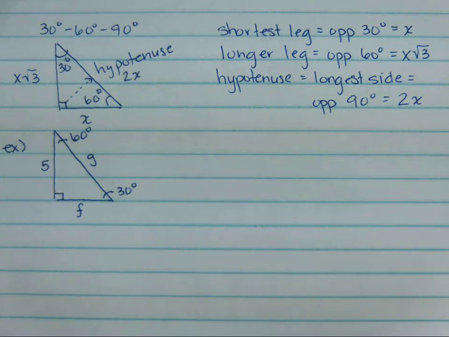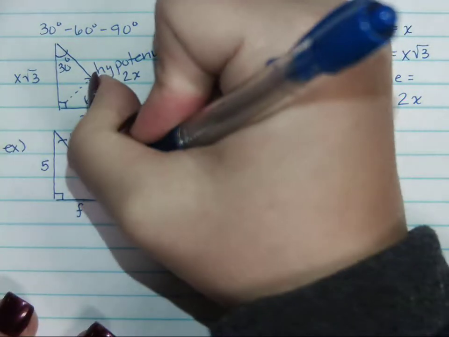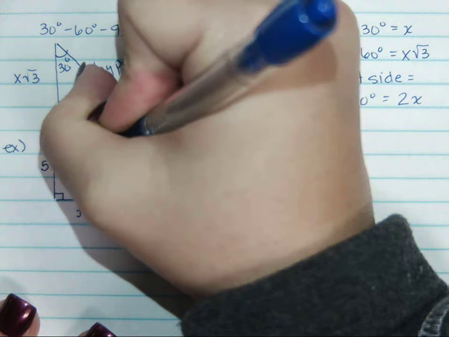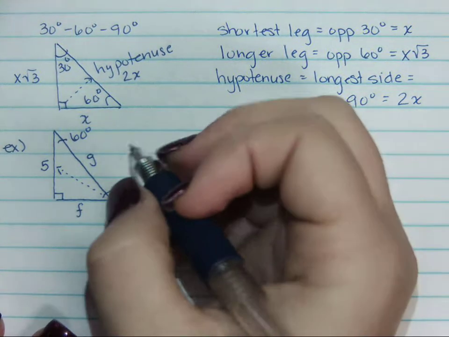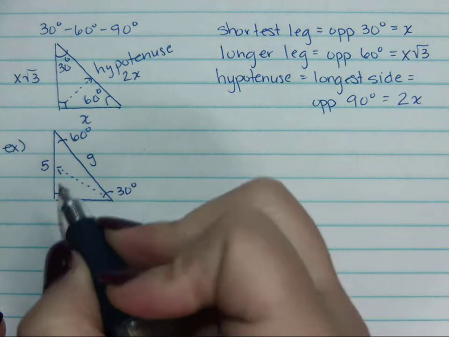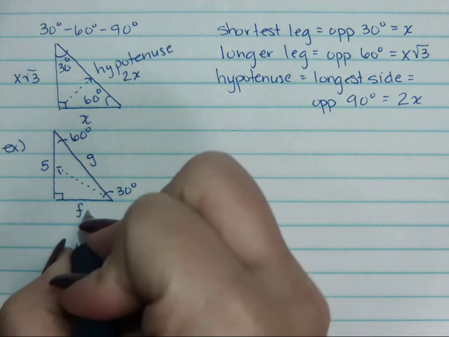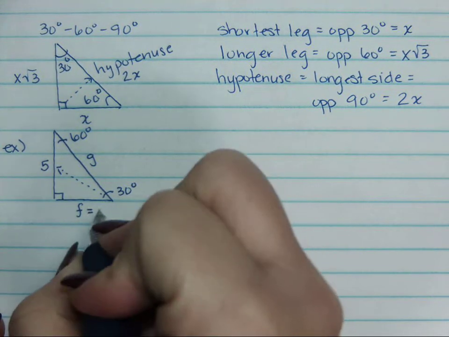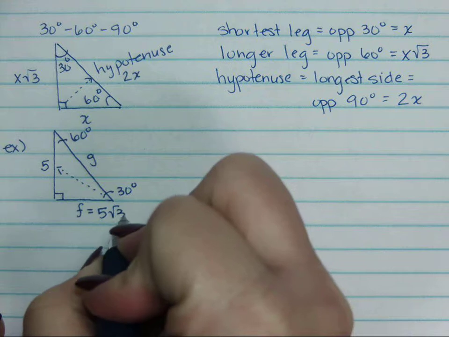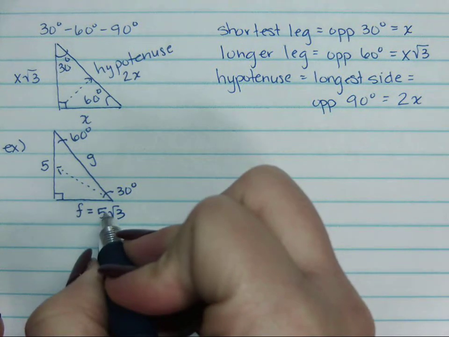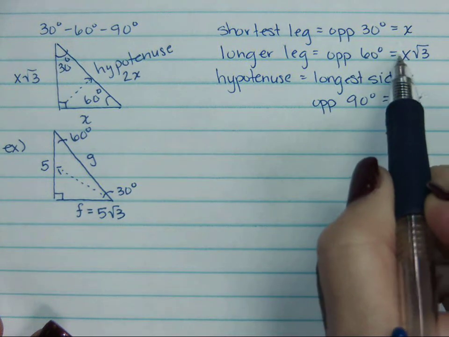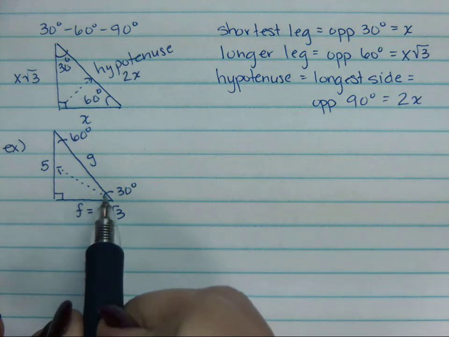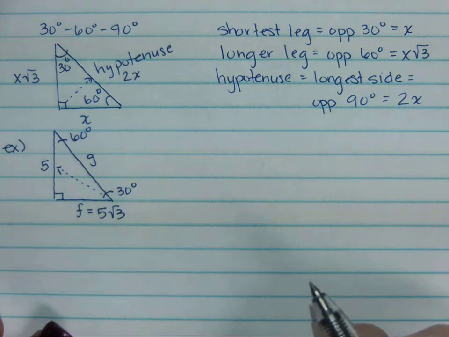So again, let's just look at what we've got. I've got a 30-degree measurement, and the side opposite the 30-degree measurement is 5. So what I'm going to say, in my characteristics here, is that if this is 5, then the longer leg is going to be 5 times the square root of 3. I'm sorry, the longer leg is 5 root 3, because the side opposite 60 is whatever x is times root 3. Well, that's the side opposite the 30 times the square root of 3.